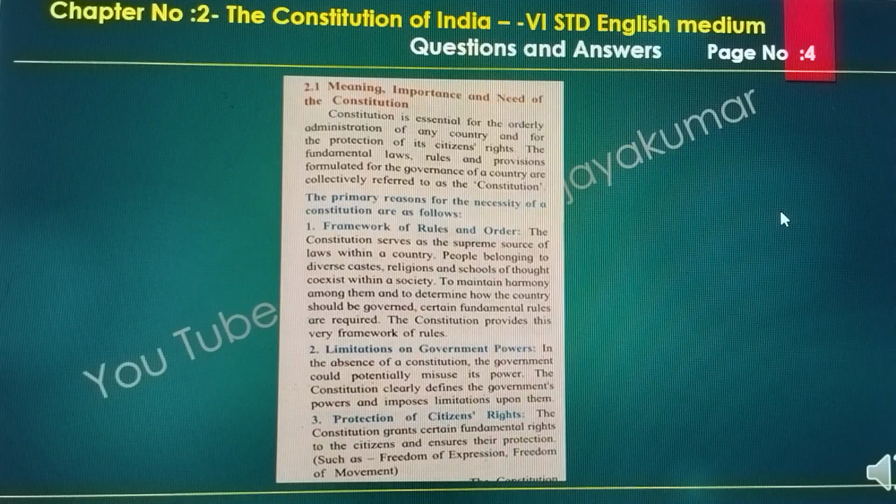Limitations on government's power. In the absence of a constitution, the government could potentially misuse its power. The Constitution clearly defines the government's power and imposes limitations upon it. Protection of citizens' rights. The Constitution grants certain fundamental rights to the citizens and ensures their protection, such as freedom of expression, freedom of movement.